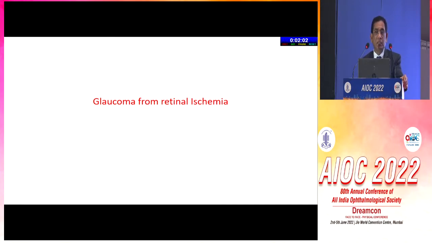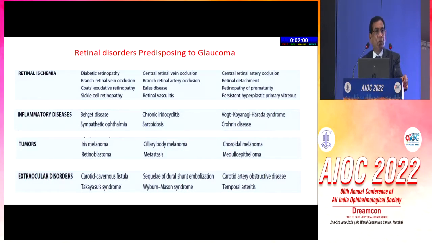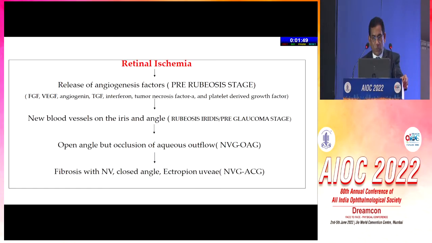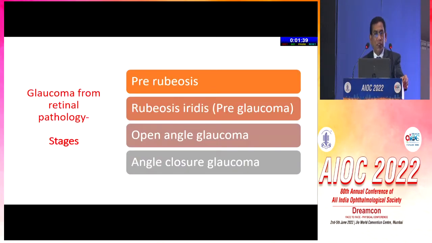Now, finally, retinal ischemia is a very big subject. You can see hundreds of causes; the retina doctor will understand the hundreds of causes of retinal ischemia, and from the retinal ischemia may come neovascular glaucoma. We know the pathology: retinal ischemia releases angiogenic factor, which produces new vessels in the iris and in the angle, and produces neovascular glaucoma. There are different stages: pre-rubeosis, rubeosis, open angle, and angle closure.